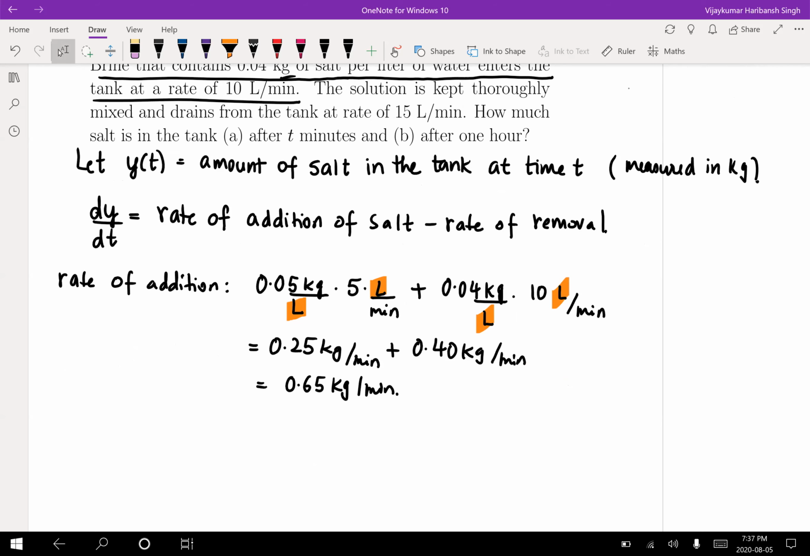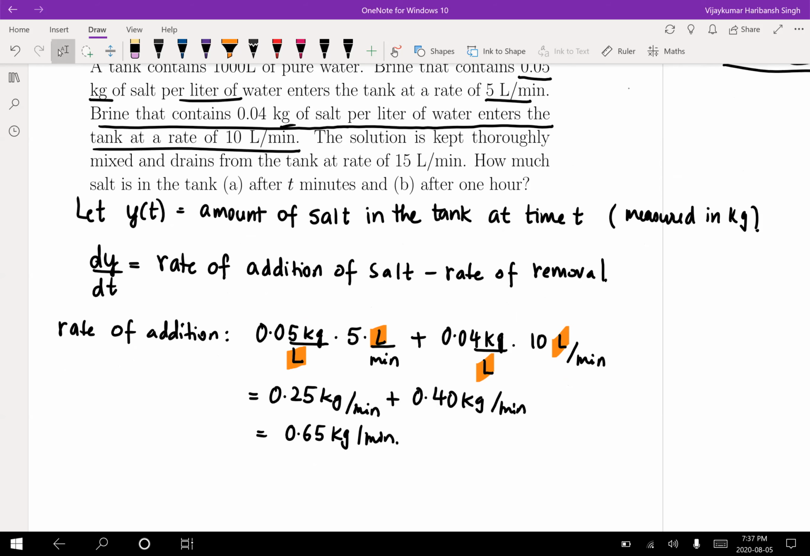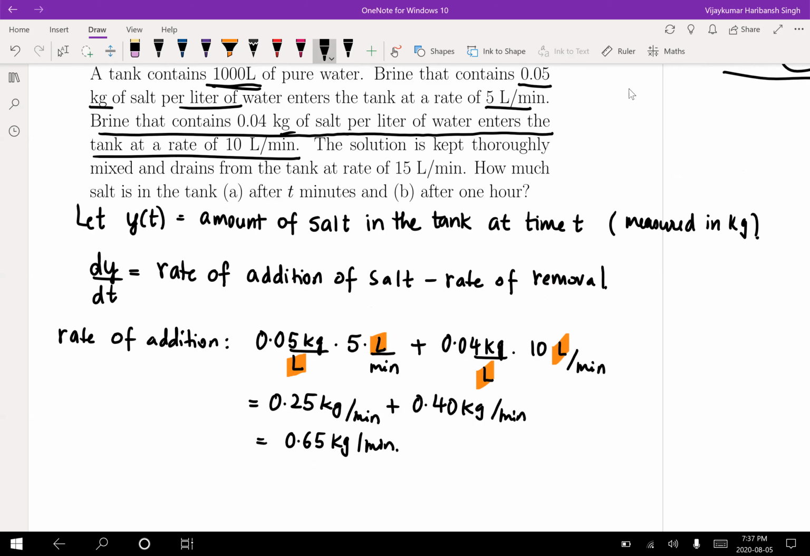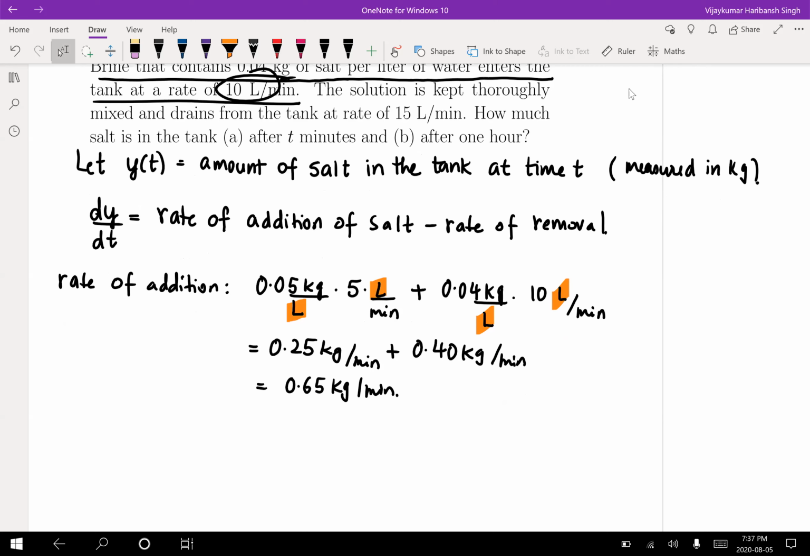Now, what is the rate of removal? Note that the tank has a volume always of 100 liters, no matter what, right? If 15 liters are coming in, 5 liters plus 10 liters, how many liters are going out? 15 liters of that is drained out. Now the question is, how much salt is going out of the system at any point? Of course the salt is not going on its own, it's mixed in the water. So we need to see what is the concentration of salt in the water.